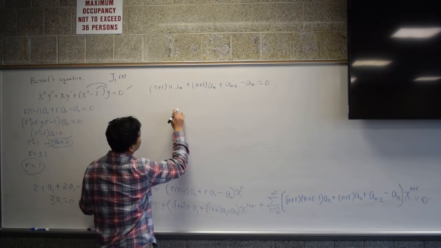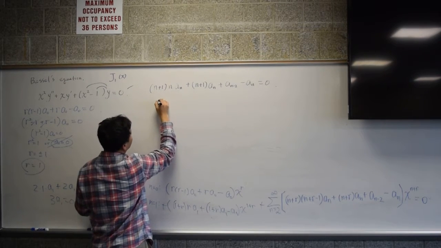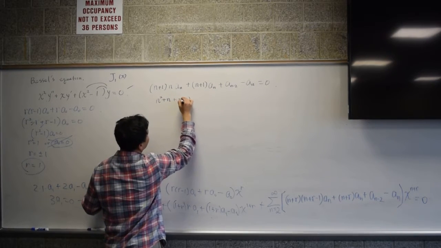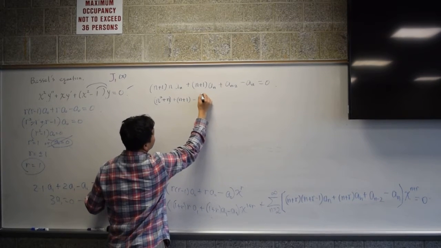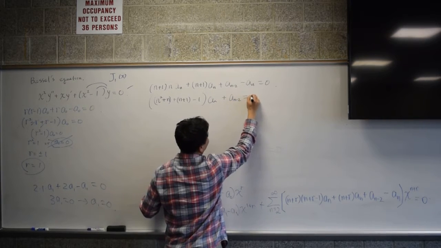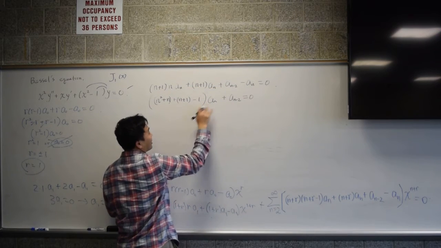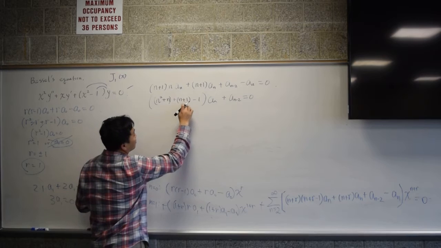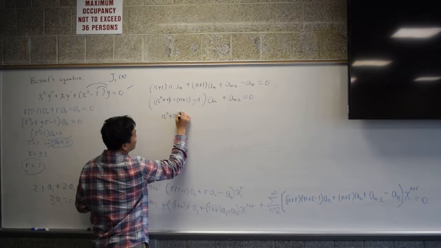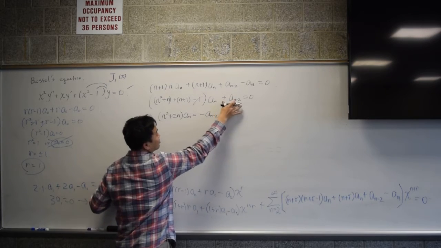Now, I can gather the an's together. Let's see, what does that give us? This is n squared plus n plus 1 minus 1, everything with an, but an minus 2 is different, so I can't combine these two, so they're separate. So all I did was take these three terms and factor the an's out. Now 1 and negative 1 cancel. n plus n is 2n, so you get n squared plus 2n times an equals negative an minus 2. I just moved that to the other side.